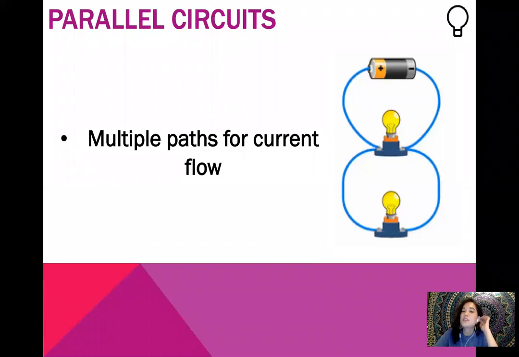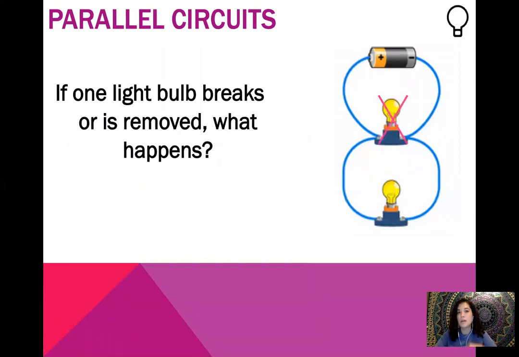Okay, so let's talk now about parallel circuits. A parallel circuit means that there are multiple paths for the current to flow through. My current will leave the battery, and it can either go through this light bulb and back to the battery, or it could go up to this light bulb and then go back to the battery. So if a light bulb is broken or removed, what do you think would happen to my circuit? Take a second and think about it.